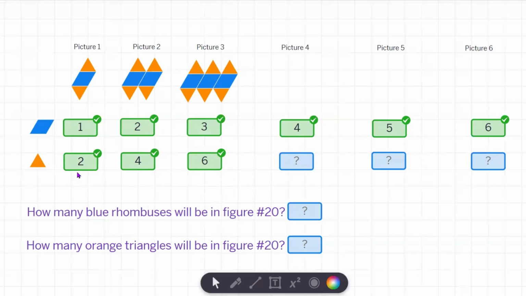We can verify it by having 2 plus the common difference of 2 is 4, 4 plus 2 is 6, and 6 plus 2 is 8. Therefore, 8 plus 2 is 10, and 10 plus 2 is 12. So our next goal is to answer this: how many blue rhombuses will be in figure 20?